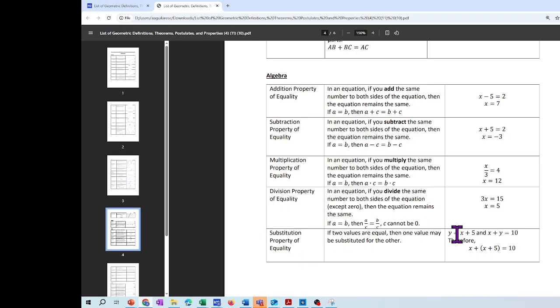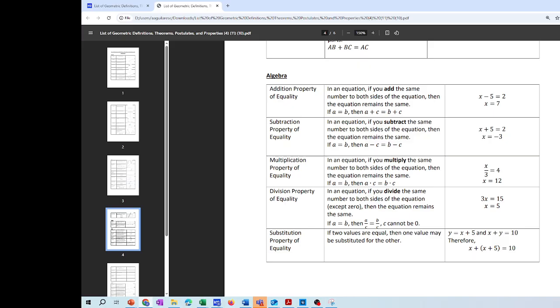Substitution property: when they're going to give you a value. For example, y equals x plus 5. So you have here the equation x plus y equals 10, so you substitute y with x plus 5. So whenever you substitute, you're going to be using that equality.